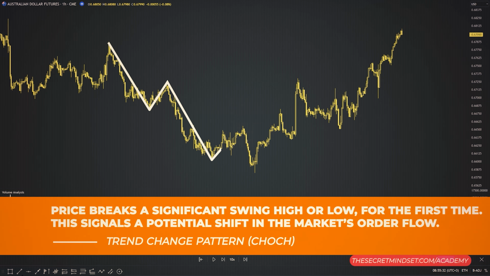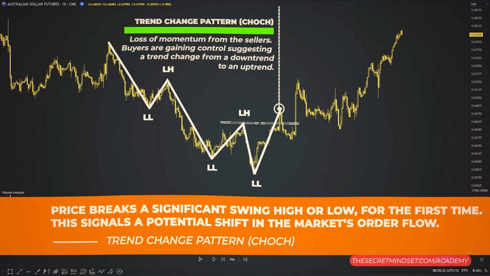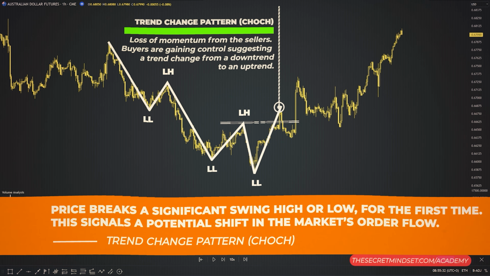For instance, if the market has been in a downtrend with lower lows and lower highs, and the price breaks above a previous major swing high, it indicates a change of character. From a price action standpoint, these patterns show a loss of momentum from sellers. Instead of continuing to make lower lows, the price creates a reversal pattern. Buyers are gaining control, suggesting a trend change from a downtrend to an uptrend.